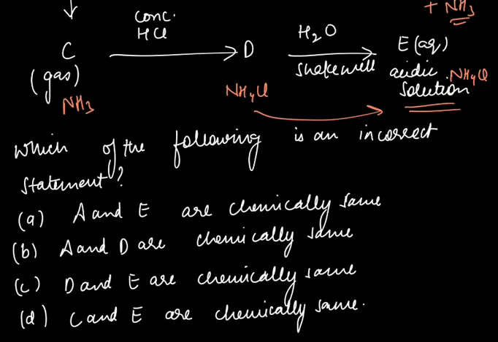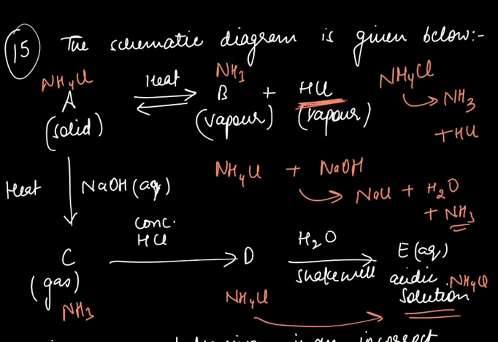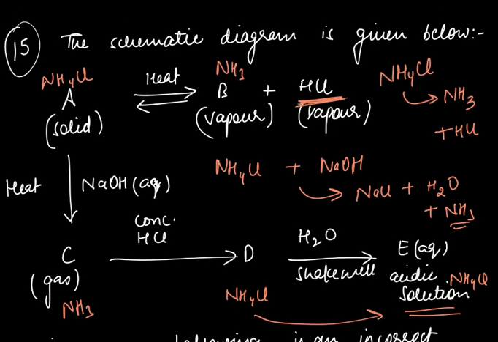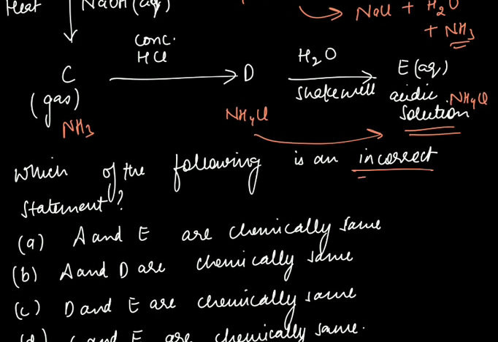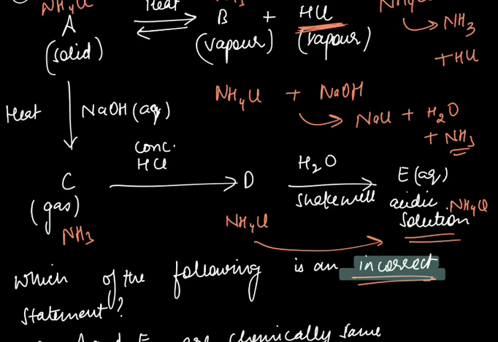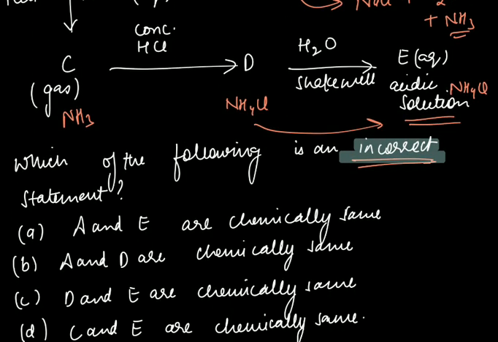Now which of the following is an incorrect statement? So A and E are chemically same. Now again, see, for a question like incorrect, please highlight it, because we tend to go for the correct one. So it's an incorrect statement. A and E are chemically same. This is a correct option, but this is not our right option because they are asking for incorrect.